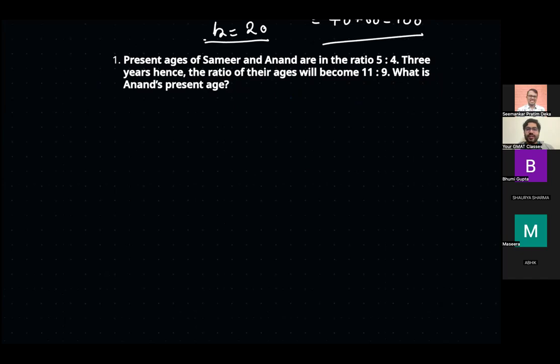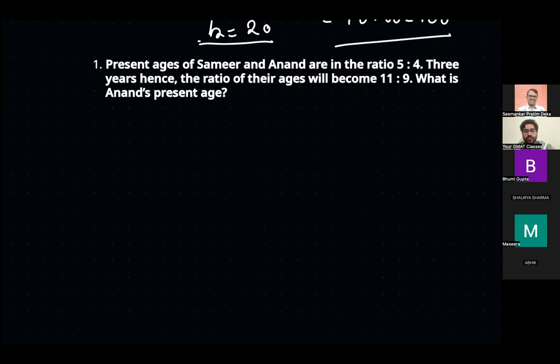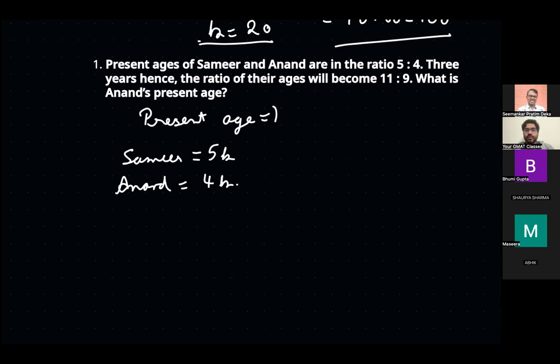Present ages of Samir and Anand are in the ratio 5:4. So what we can do is assume Samir's present age to be 5K and Anand's present age to be 4K. Yeah, I'm a lefty. That's what we will take as the assumption.